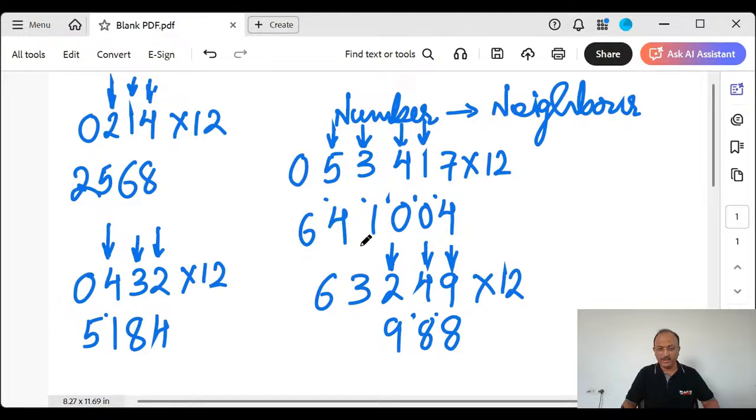There is no carryover. Now double of 3 is 6, plus 2 is 8. Double of 6 is 12, plus 3 is 15, right? And carry 1. There is no number here. So double of 0 is 0, plus 6 is 6, because there is a carryover of 1, we will write 7. This is 7,58,988. I hope everyone understood this.